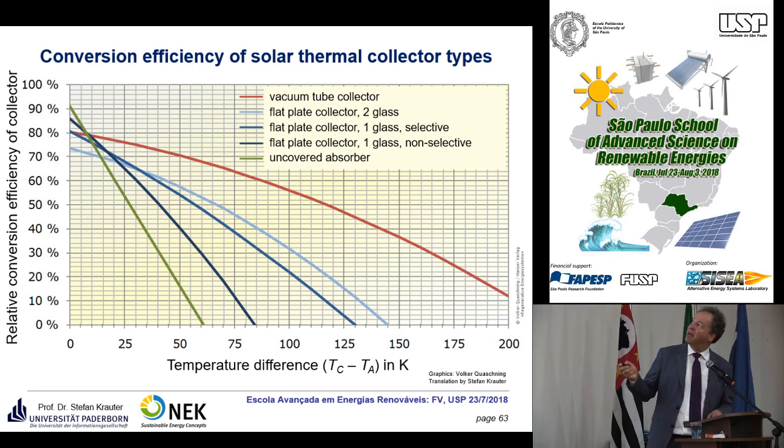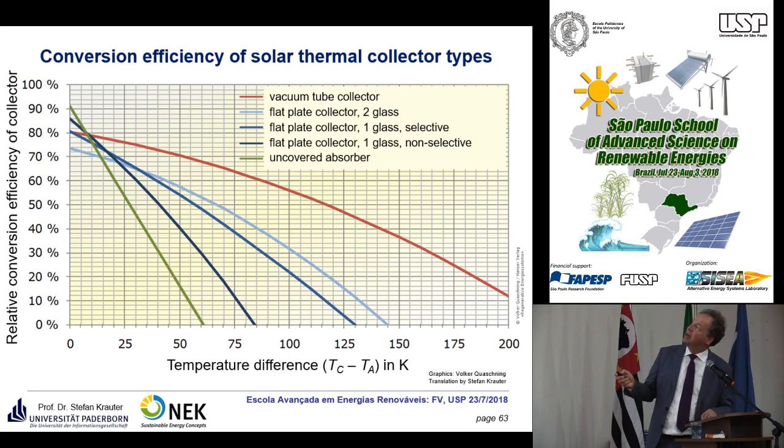You don't have to buy an expensive vacuum tube collector or something like this. This is sufficient for that. So it really depends on the application which collector you should use. If you need a high temperature difference, and especially also in winter, for example for heating purposes, then you should switch to a different technology, for example here to a flat plate collector.